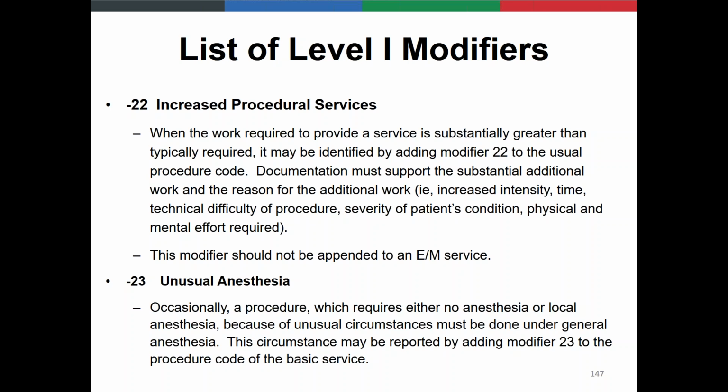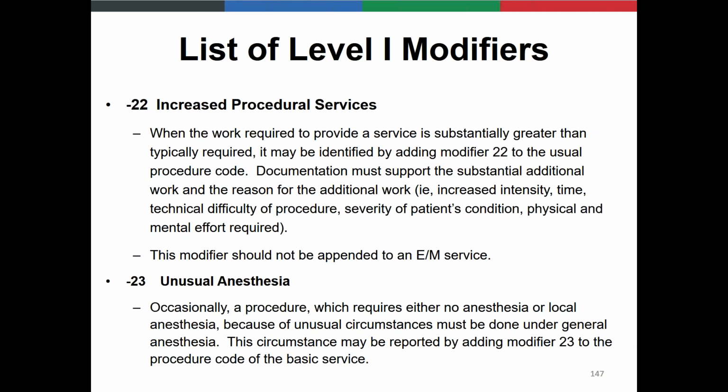So this one says, when the work required to provide a service is substantially greater than typically required, it may be identified by adding modifier 22 to the usual procedure code. Documentation must support the substantial additional work and the reason for the additional work. Okay, increased intensity, time, technical difficulty of the procedure, the severity of the patient's condition, and the physical and mental effort required. This can happen very often in surgery where you go in thinking you're doing a routine surgery and all of a sudden you get in there and it's like, oh my gosh, this is really bad. We have a lot more to do with this patient. The damage is a lot worse or whatever.